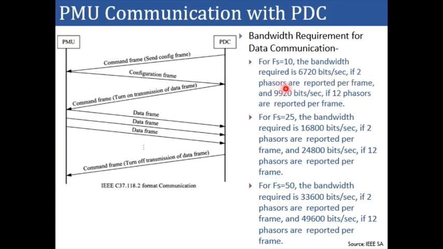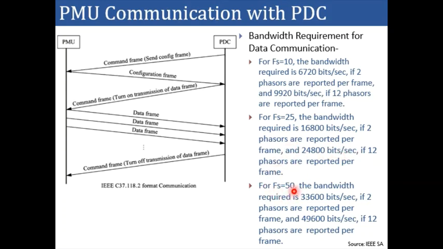If we are reporting only 2 phasors in the frame, suppose if we are reporting 12 phasors in the frame, the bit requirement will increase to 9920 bits per second. Now if the data reporting rate increases to 25 frames, for 2 phasors the requirement of data reporting is 16,800 bits per second, and for a full frame like having 12 phasors to be reported, we will have 24,800 bits per second.